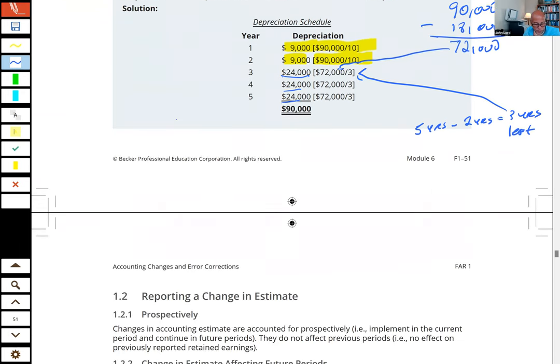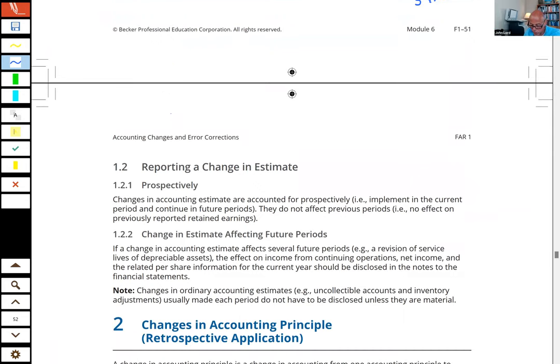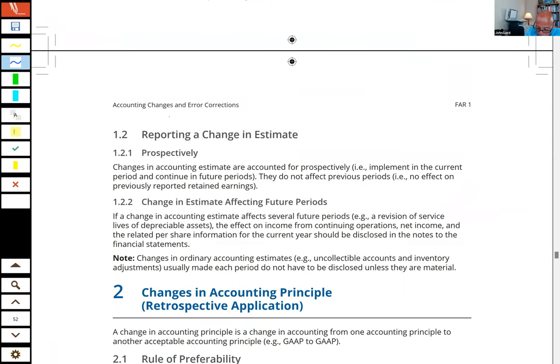Okay, good. Now, when we look at change in estimate, they tell us that we handle it prospectively. Okay, you can, I guess, flashcard that here. It means that there is no restatement. Okay, so we've said that a couple times now. If you didn't want to flashcard in the heading, you can flashcard it right here in the outline.